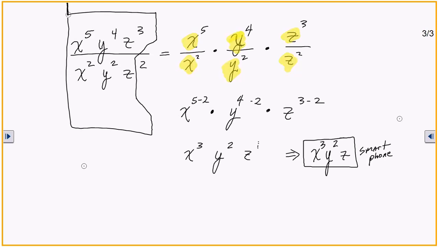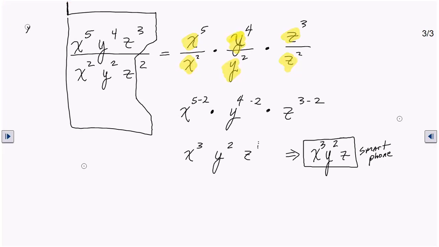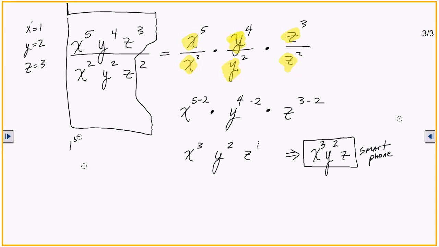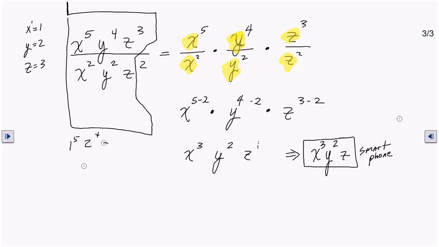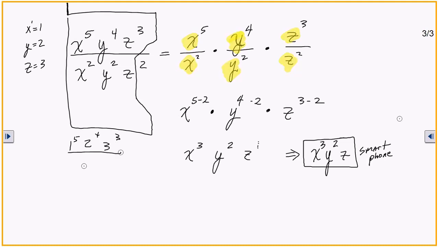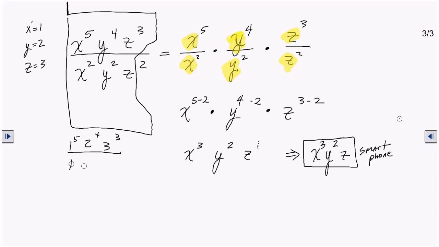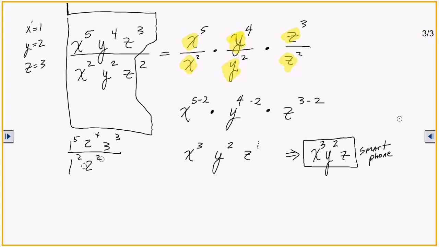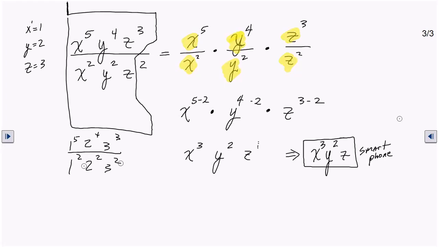And so let's see what happens. Do both phones still make a phone call? Yes. So we're going to do x is equal to 1. Oops, sorry. X is equal to 1. Y is equal to 2. And z is equal to 3. So plug and chug. 1 to the 5th, 2 to the 4th, 3 to the 3rd, over 1 to the 2nd, 2 to the 2nd, 3 to the 2nd.